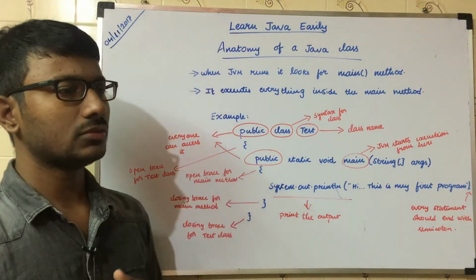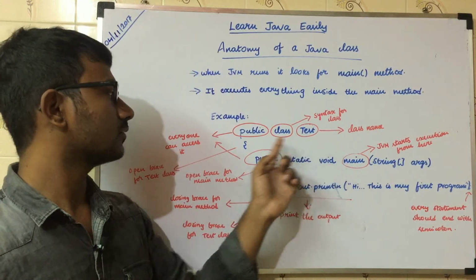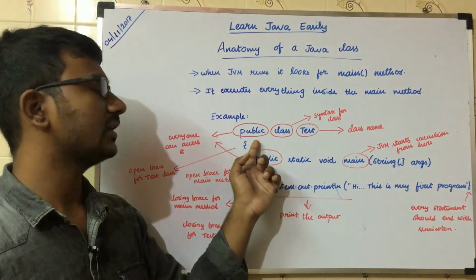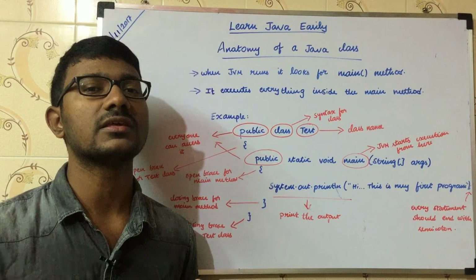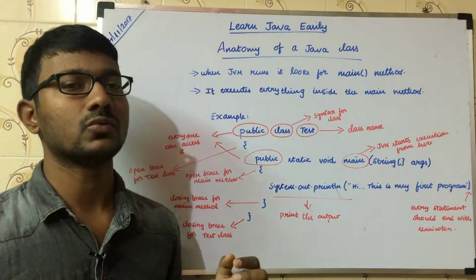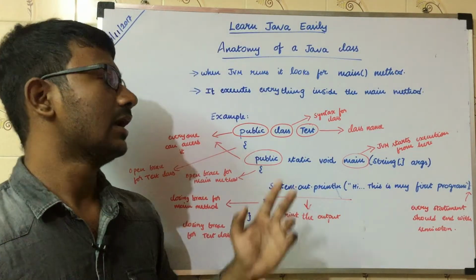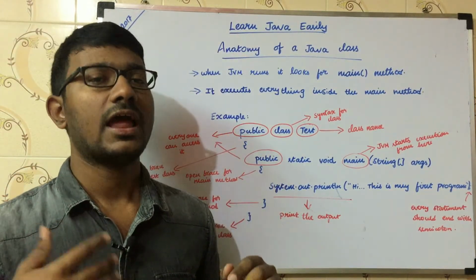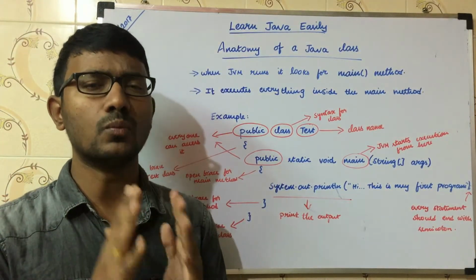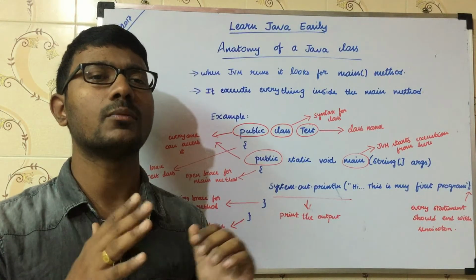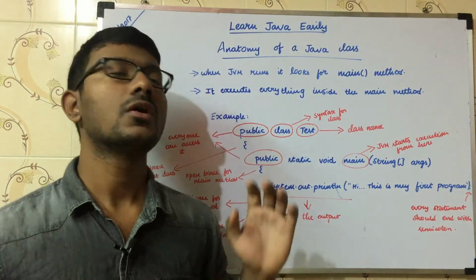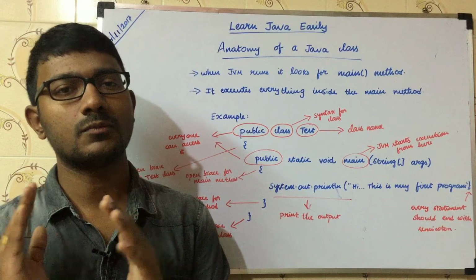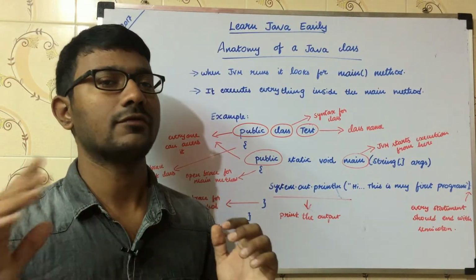So, public class test, open brace and close brace. This public is a modifier. It tells the system that everyone can use it and everyone can see it. There are many modifiers like public, private, protected, etc. We will talk in detail about those things in the upcoming videos. For now, just consider public is a modifier that can be viewed by everyone.